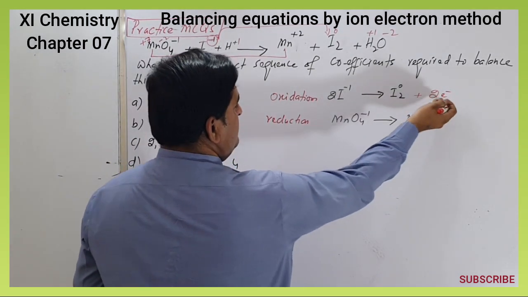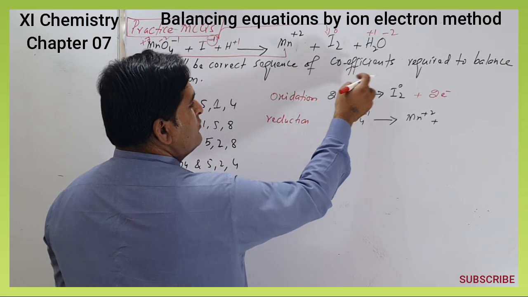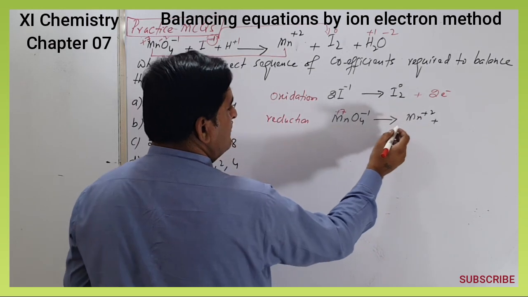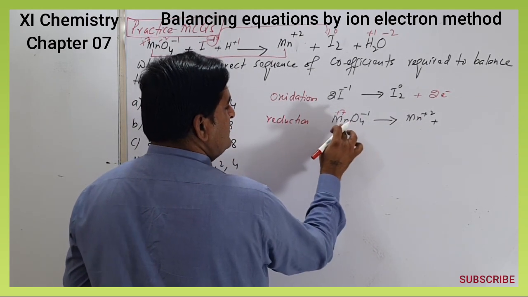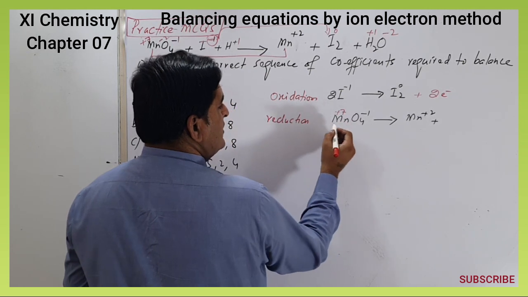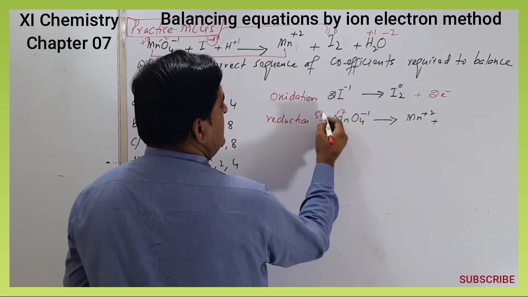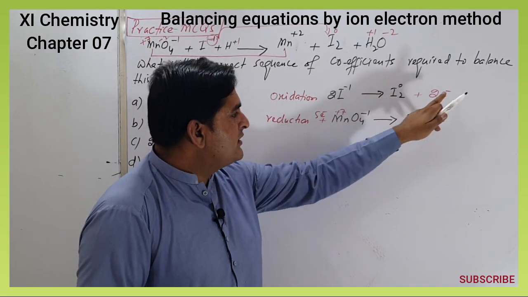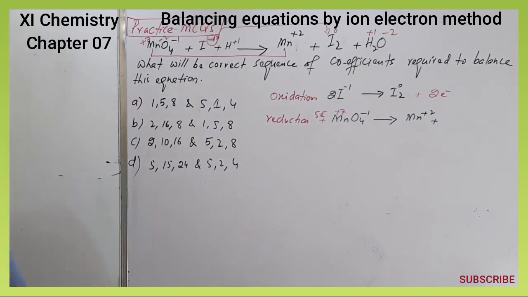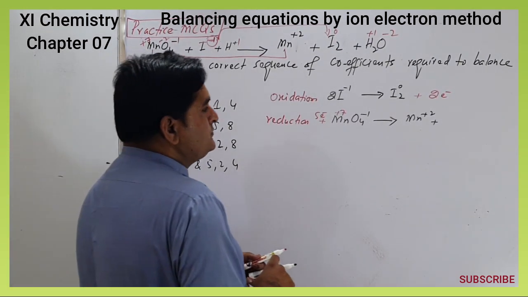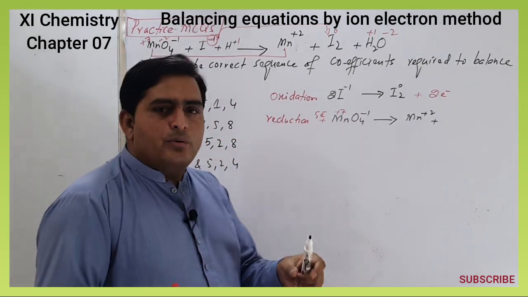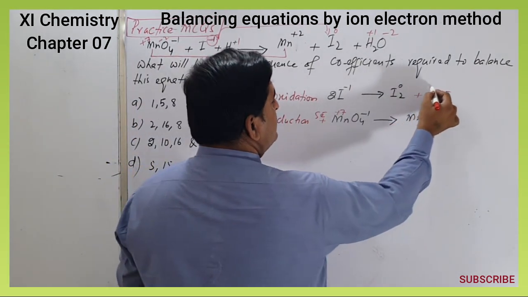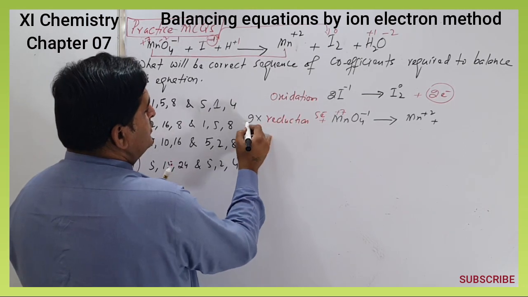So 2 minus charges, when we keep them on this side, become 2 plus, 2 plus and 2 minus cancel out. Here there is plus 7, here there is plus 5. How many positive charges are in excess at this side? 5 charges. We write 5 electrons at this side, and 2 electrons at this side. Now we have to multiply both equations by a suitable number, and the best method is cross multiplication. So with 2 electrons, we multiply the reduction equation by 2.